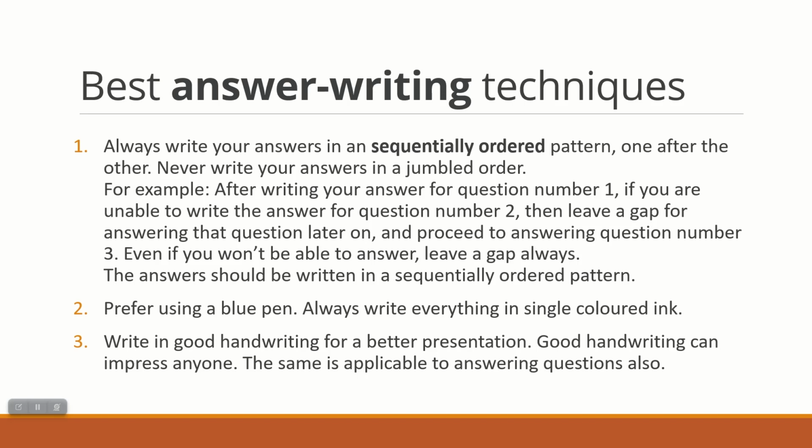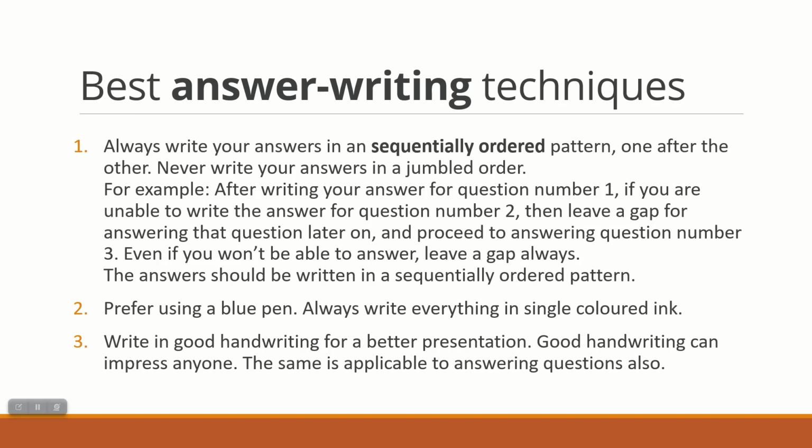Suppose you have 10 questions in your examination paper and you are unable to comprehend the answer for one question, maybe it's question number five. You should not be skipping it. You should leave a space in between the answer for question number four and the answer for question number six. So the answer for question number five will always reside in between the answer for question number four and the answer for question number six. Do not write it at the end of your answer paper. Do not change the ordering, do not damage the ordering. It should be in a sequence.